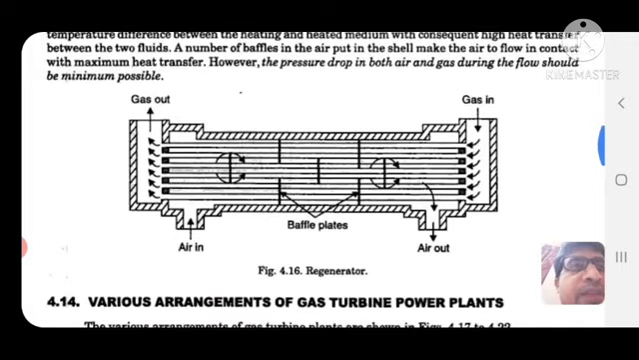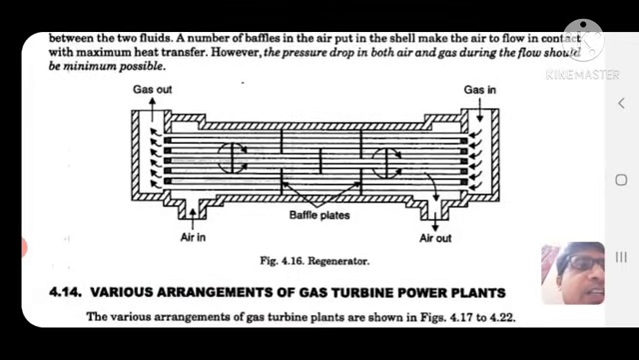A number of baffles put in the air side of the shell make the air flow in contact with maximum heat transfer surface. However, the pressure drop in both air and gas during the flow should be the minimum possible.